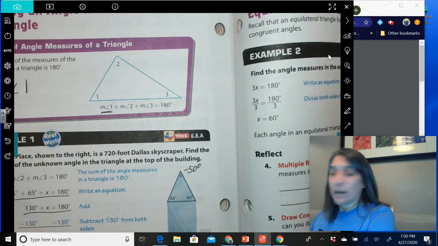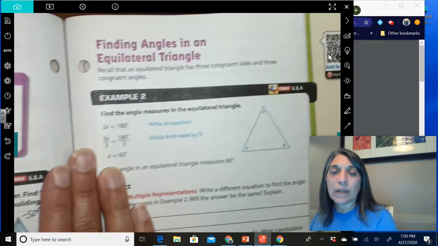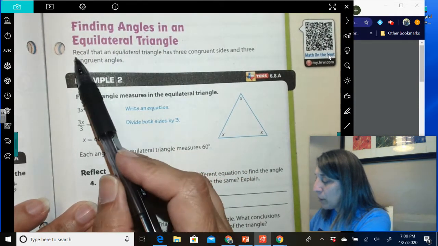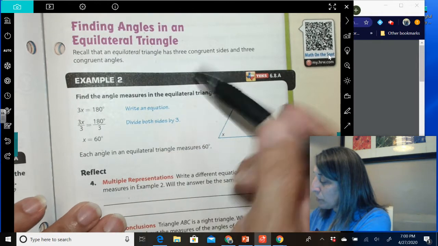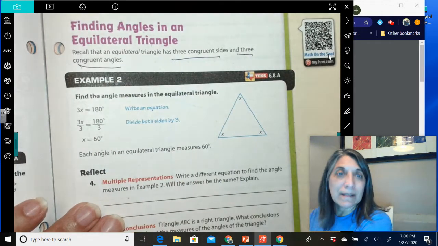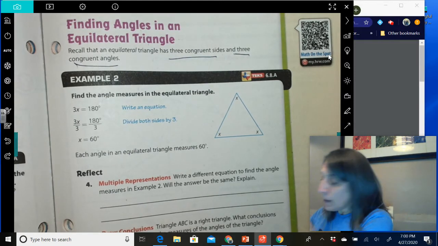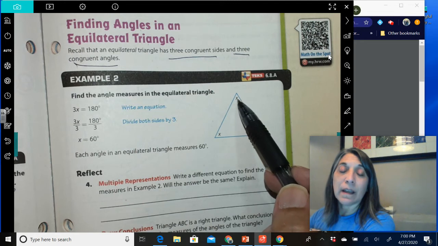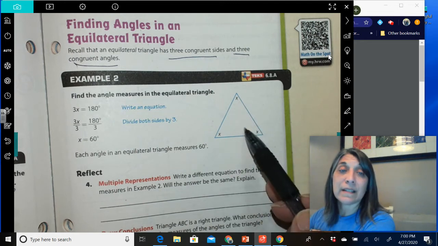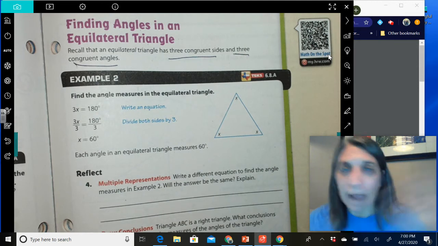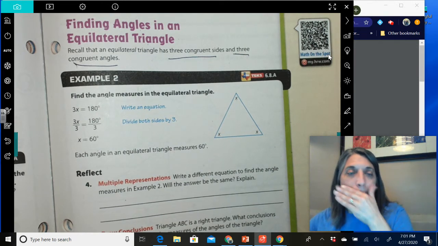Okay, so this one is talking about an equilateral triangle, finding the angles in an equilateral triangle. Recall that an equilateral triangle has three congruent sides and three congruent angles. Congruent means same measurement, exactly. So the length of each side is exactly the same, and the measure of each angle is exactly the same if it's equilateral. So just think equilateral, equal: the sides, the angles, everything's equal.